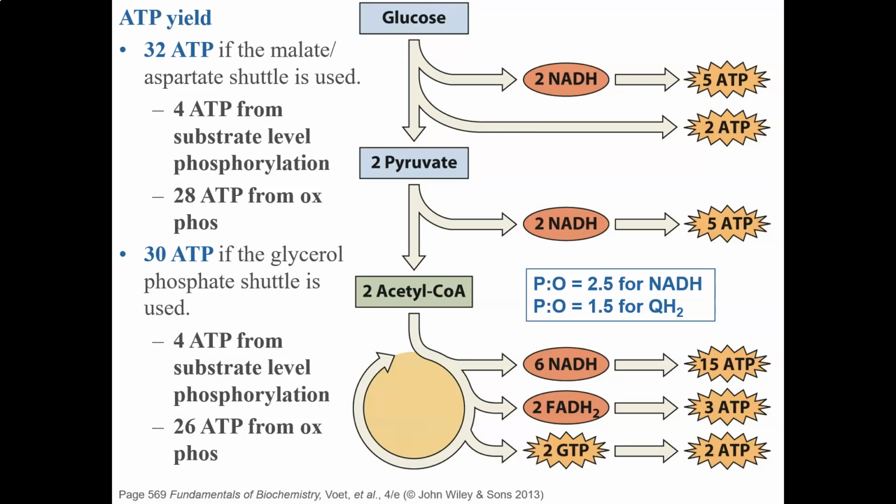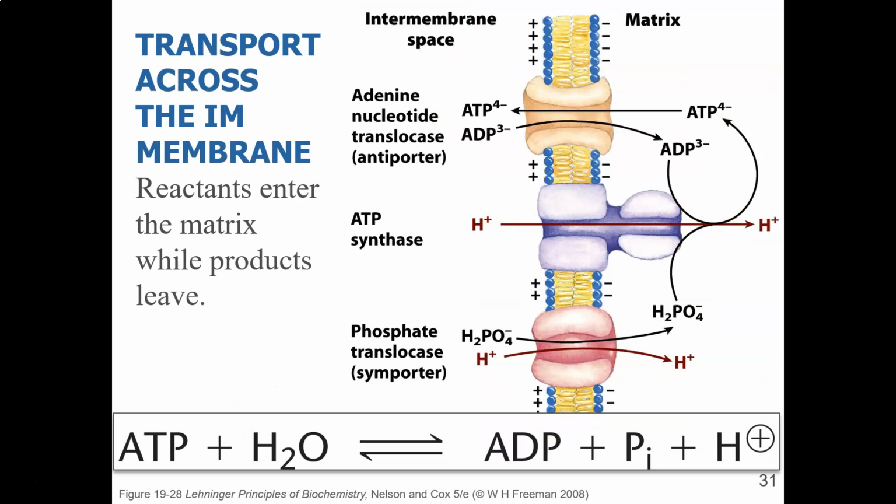If you use the glycerol phosphate shuttle, remember that did occur with a loss of free energy. The protons and electrons from NADH in that shuttle gave their protons and electrons to FAD. So here we would take this and we would multiply by 1.5 instead of 2.5. Here again, though, we get 26 ATP from oxidative phosphorylation and 4 from substrate level phosphorylation. So we get 30 ATP. So we get a whole lot more ATP from the same amount of glucose if we oxidize it aerobically than anaerobically. A couple other things to note.